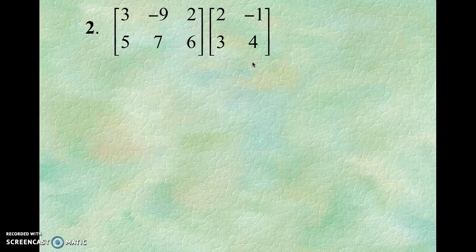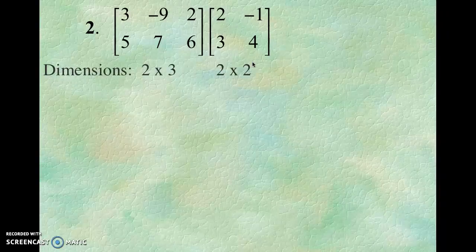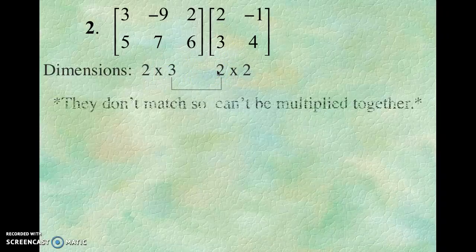Alright, let's look at the matrix 3, -9, 2, 5, 7, 6 times 2, -1, 3, 4. When we look at this, we have the dimensions of 2 rows by 3 columns, and then we have 2 rows by 2 columns. So the inner two dimensions here do not match. That means we cannot multiply. The columns do not equal the rows of the other matrix. That's what has to happen so we can multiply. So we cannot multiply these two matrices.